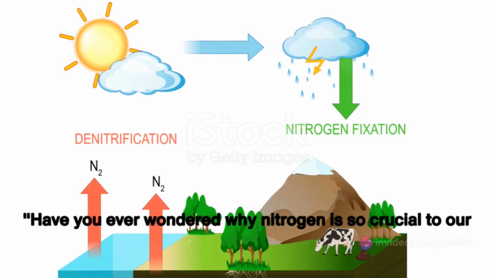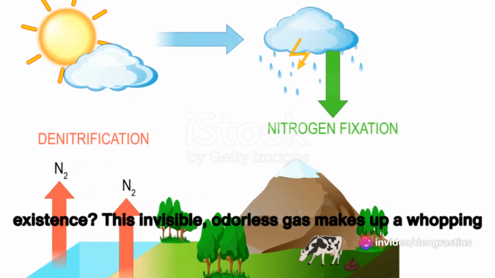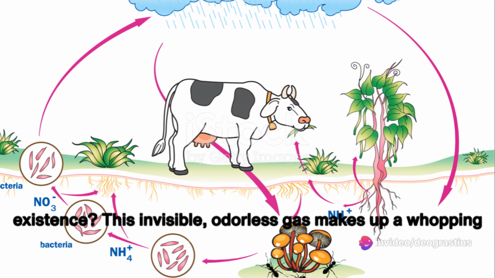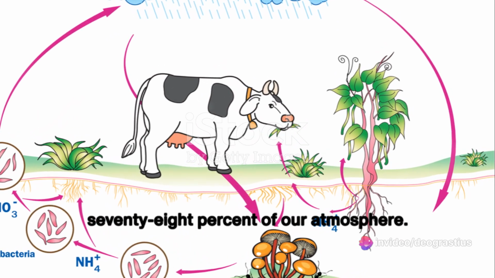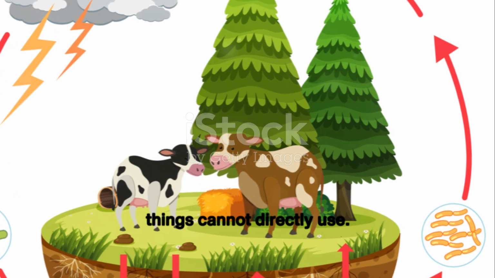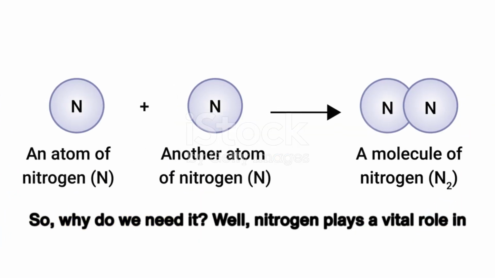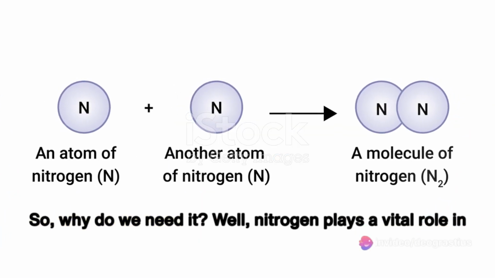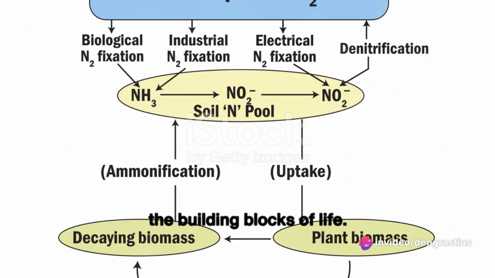Have you ever wondered why nitrogen is so crucial to our existence? This invisible, odorless gas makes up a whopping 78% of our atmosphere. Yet, despite its abundance, it's in a form most living things cannot directly use. So, why do we need it? Well, nitrogen plays a vital role in the building blocks of life.